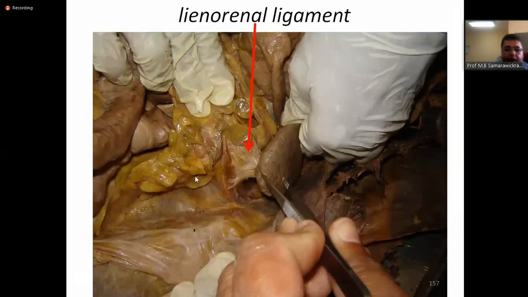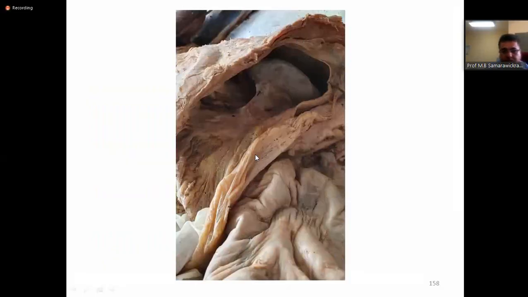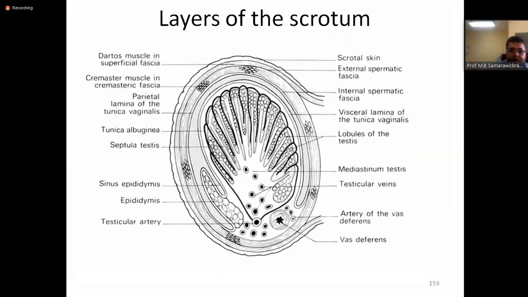Okay, so this is the lienorenal ligament, and this is the phrenicocolic ligament, right? Lienorenal ligament, phrenicocolic ligament. You can see when the spleen is enlarged, it enlarges towards the right iliac fossa due to the presence of this phrenicocolic ligament. The spleen cannot enlarge downward like this, right?